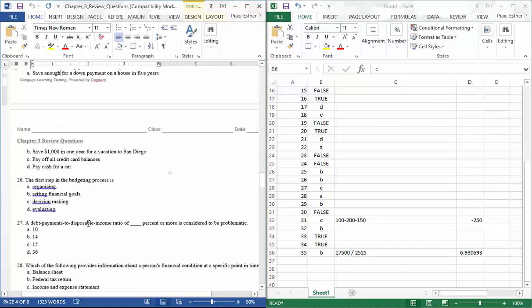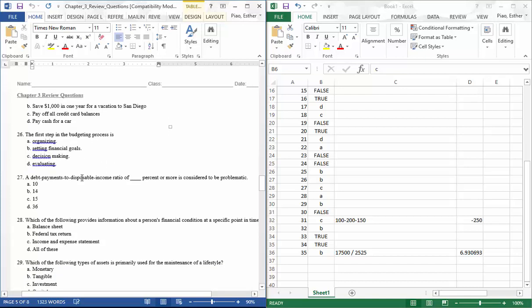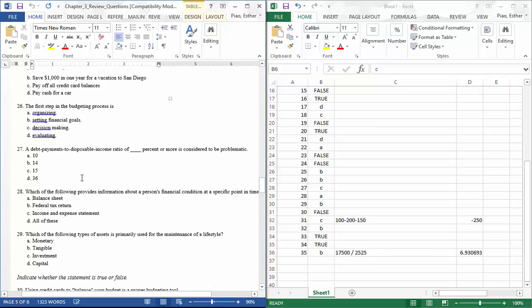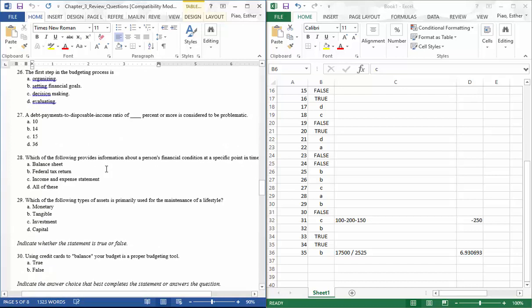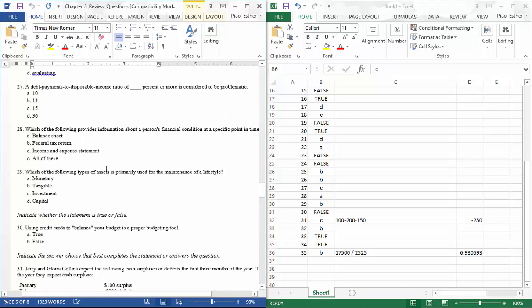Number 26. The first step in the budgeting process is, of course, setting financial goals. We're starting from setting goals and clarifying our values. That's always a good starting point. And number 27 is 15. It's written in the little chart from textbook page 78. I advise you to go back and take a good look at all these different types of ratios, since they will be assessed throughout our semester.